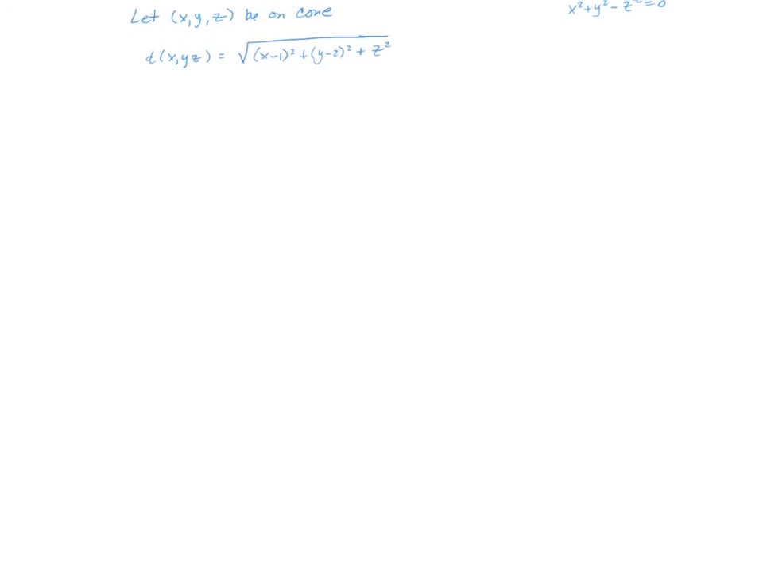I need to compute the gradients, but I do not want to compute the gradient for that distance function because it has a square root. However, if I square both sides, it's not going to change the points where I have a min or a max. So I'm actually going to choose to use this function without the square root. x minus 1 squared plus y minus 2 squared plus z squared.